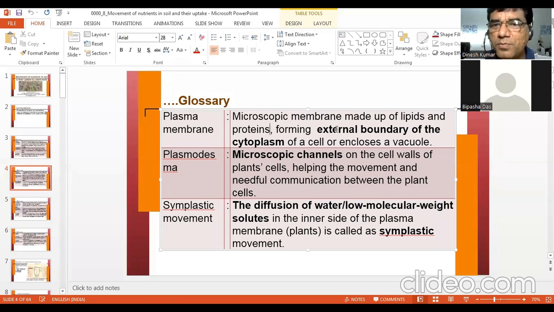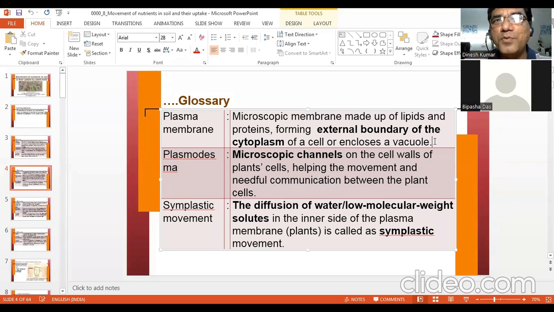It forms the external boundary of the cytoplasm of a cell, or encloses a vacuole. So a plasma membrane is there at the cell level as well as the vacuole. The vacuole also has a membrane, a plasma membrane kind of membrane. The vacuole is also important in the transport of nutrients. Sometimes it stores the nutrient and then nutrients pass through the vacuole in the cell. So therefore it is quite complicated.